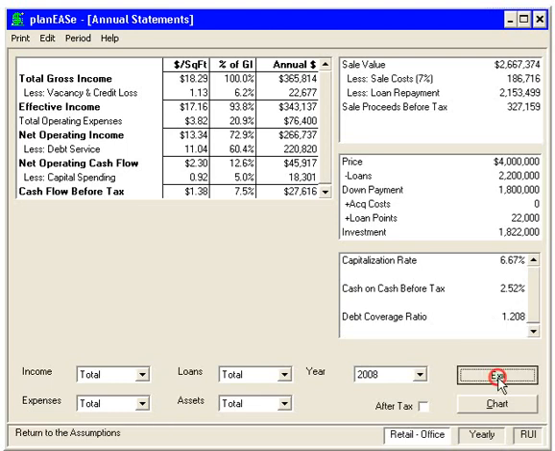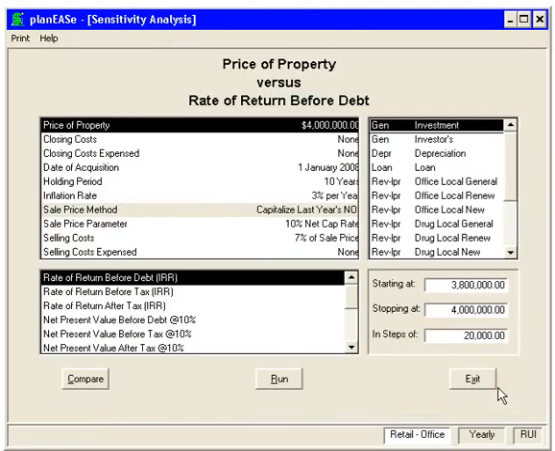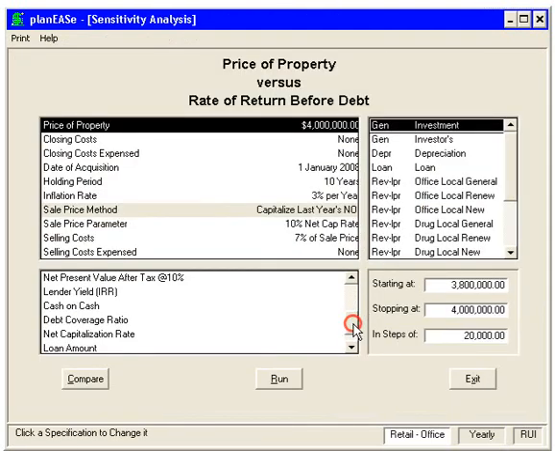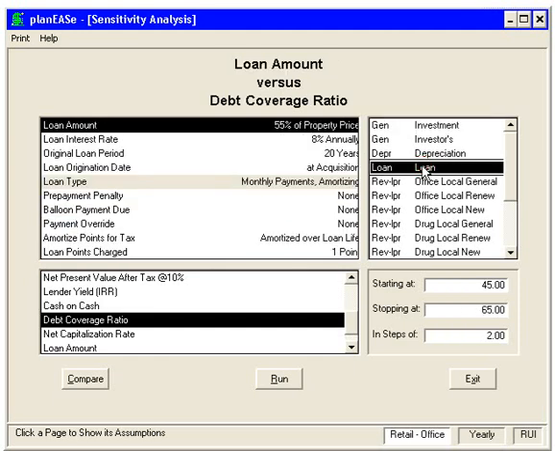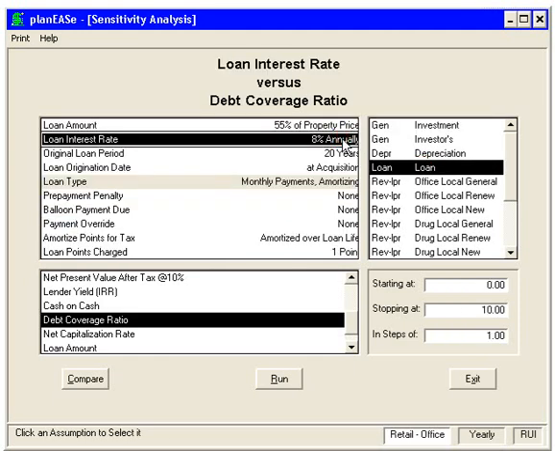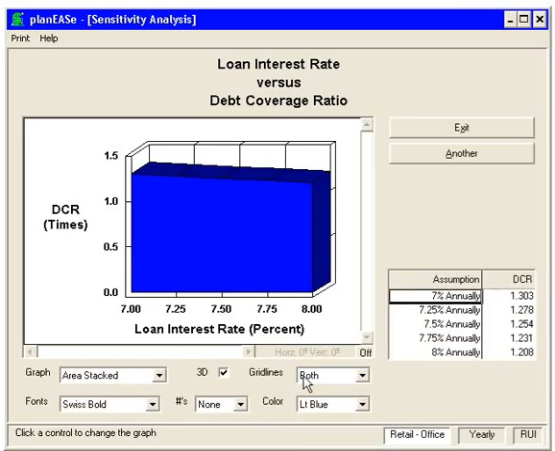Now let's click on Exit and go to Sensitivity. When you're in sensitivity, you can vary things against the debt coverage ratio. Why don't we vary the interest rate on the loan and see how that affects the debt coverage ratio. We'll vary that from 7 to 8 in steps of 0.25 and click on Run. And we can see that currently we assumed it was 8.